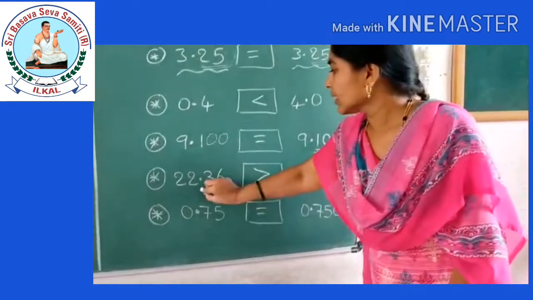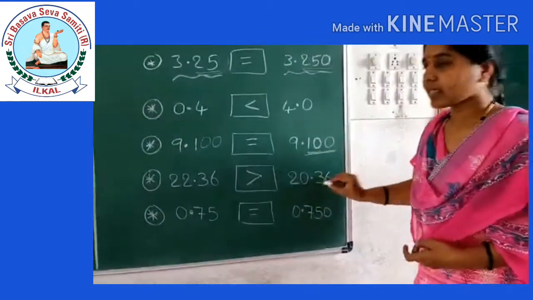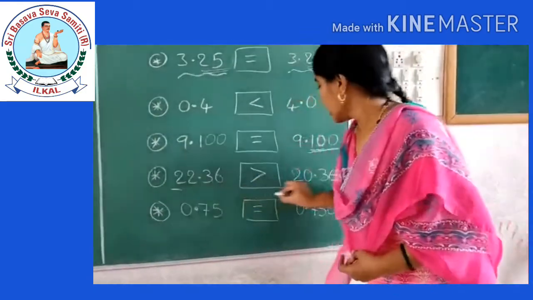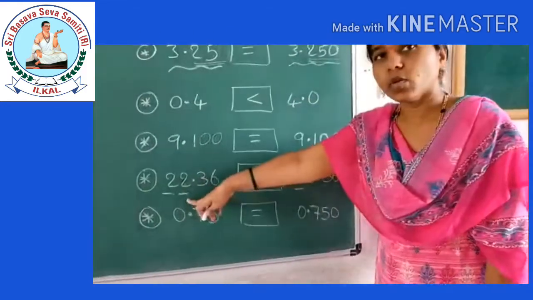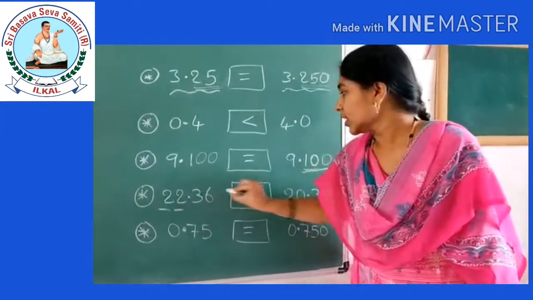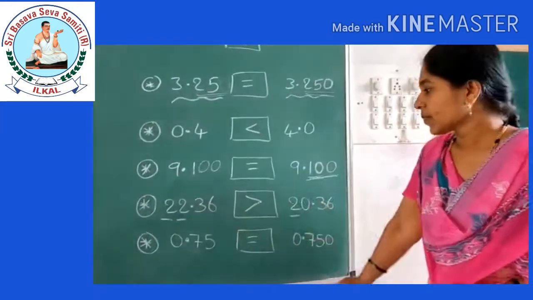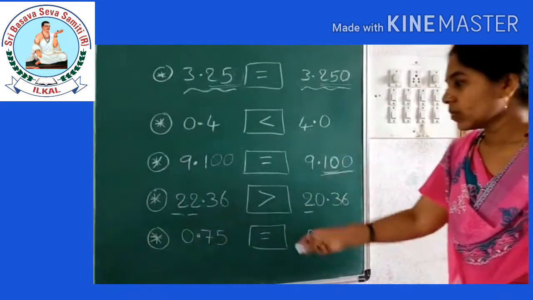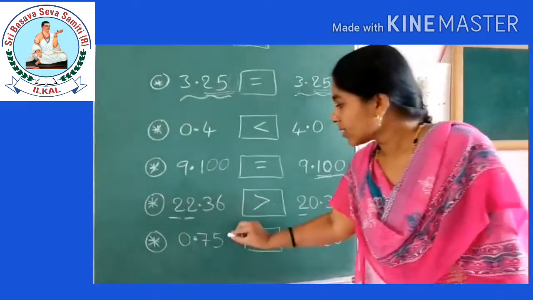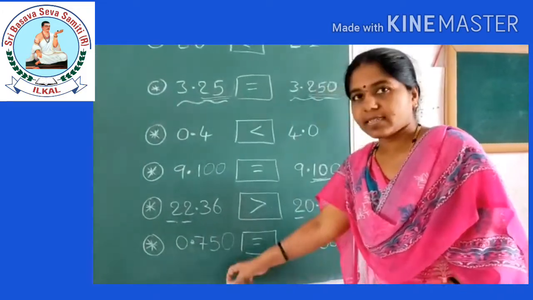Here 22.36 and 20.36. The first place is 2, here also it is 2; the second is 2, here 0. In the whole number itself you can decide that 22 is bigger than 20. Okay? Next, 0.75 and 0.750. Both are equal. Okay? Why? Because we can consider a 0 here.